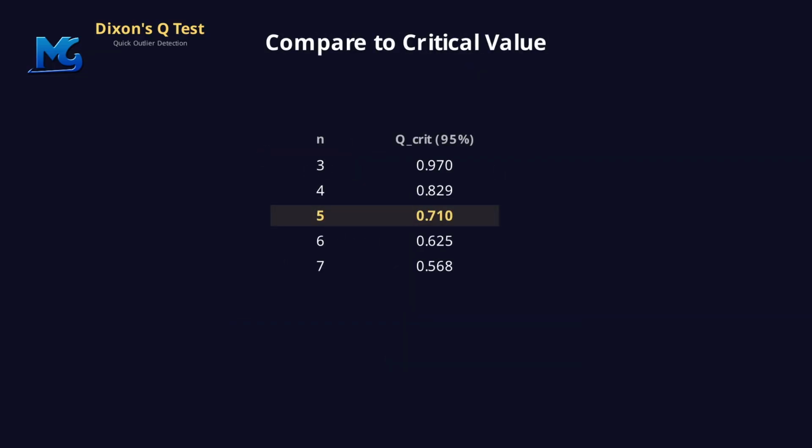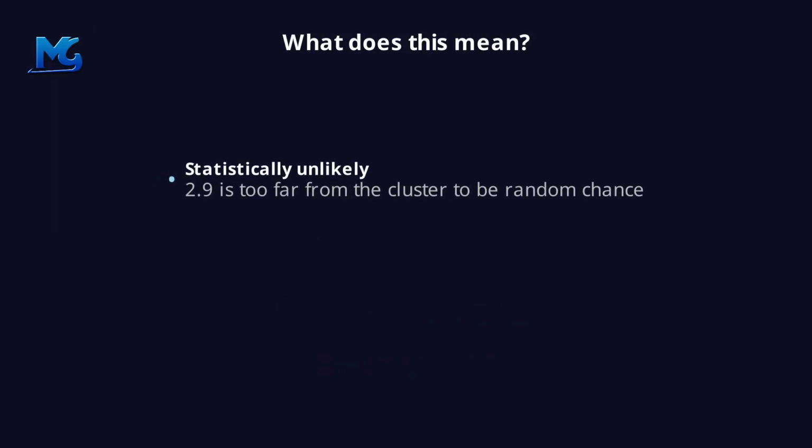For 5 measurements at 95% confidence, the critical value is 0.710. 0.824 is greater than 0.710. It's an outlier. We can remove it. So what does this mean in practice? 2.9 is statistically too far from the cluster to be random chance.